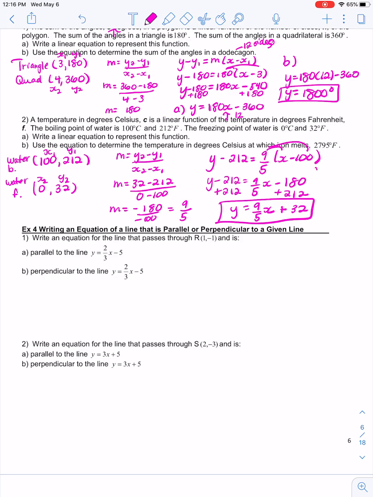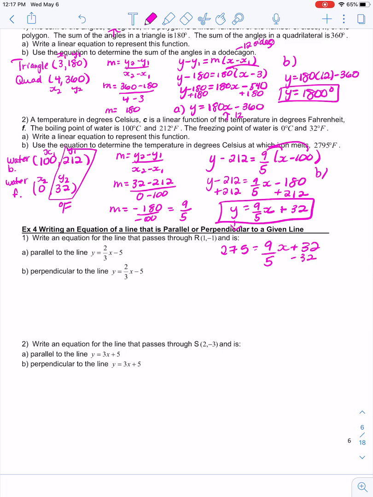There we go. And then for B, we use the equation to determine the temperature in degrees Celsius at which iron melts. So 275 degrees Fahrenheit. So the degrees Fahrenheit is our y value. So that means that we would have to replace y with 275 because this is my degrees Fahrenheit. So 275 is equal to 9 over 5 times x plus 32, and x being our degrees Celsius.